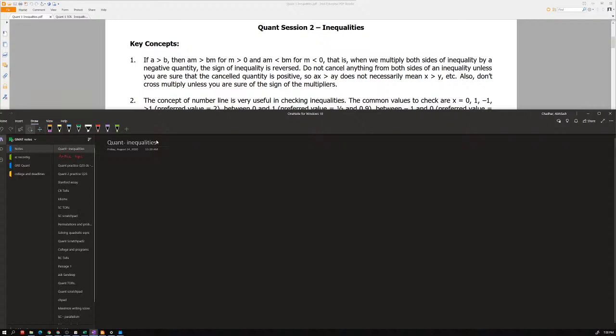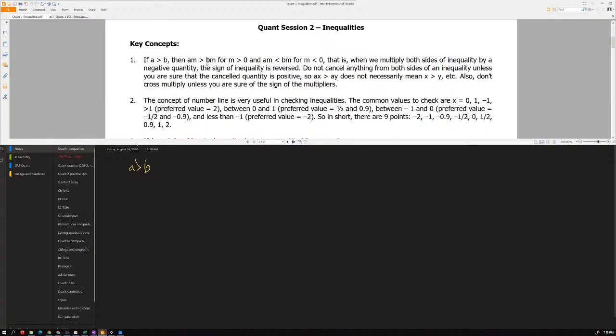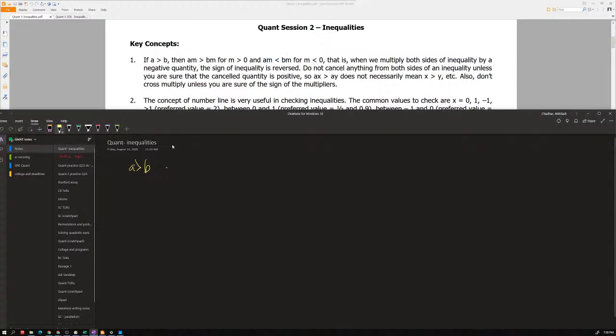So the first concept is, if a is greater than b, then you cannot multiply it with some number, which is m here, unless you know the sign. It says if a is greater than b, then am is greater than bm only when m is greater than 0, and am is less than bm when m is less than 0. So if a is greater than b is given, we cannot say am is greater than bm always. It can also be am is less than bm.